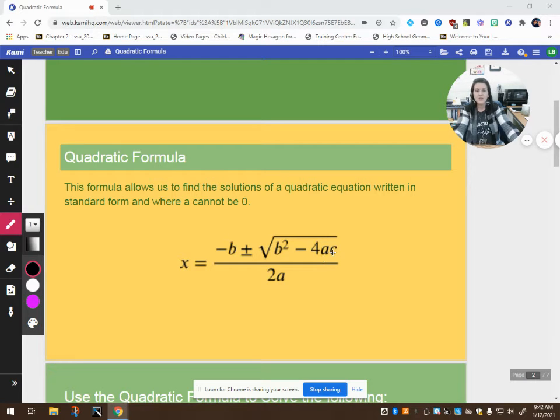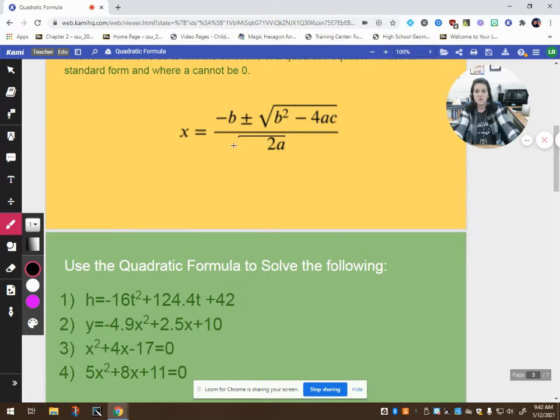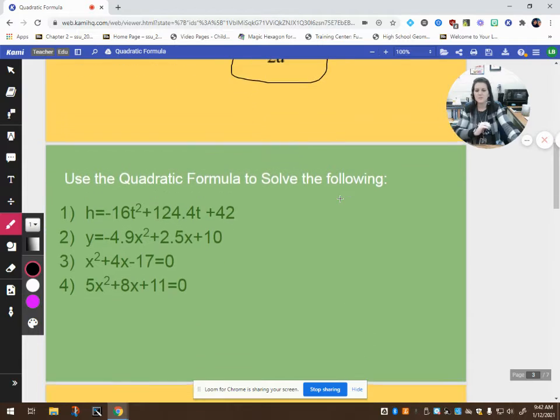Negative b plus or minus the square root of b squared minus 4ac all over 2a, because I don't know why it just sticks with me. Just don't forget that all over 2a, because that's pretty important.